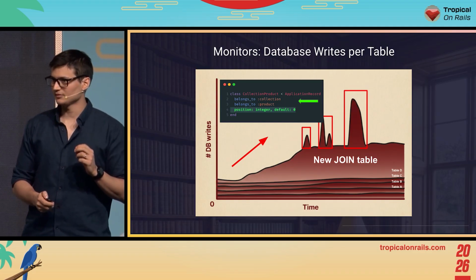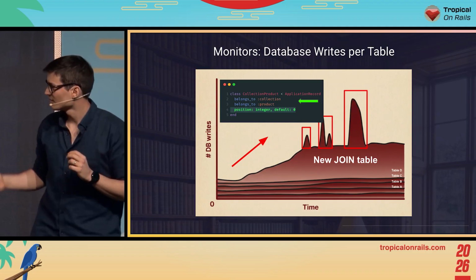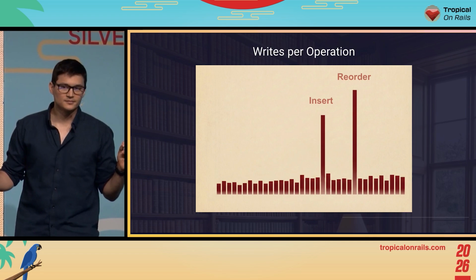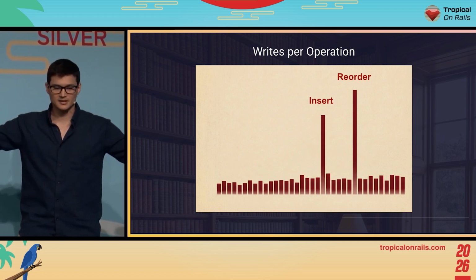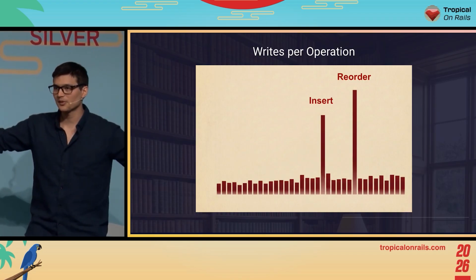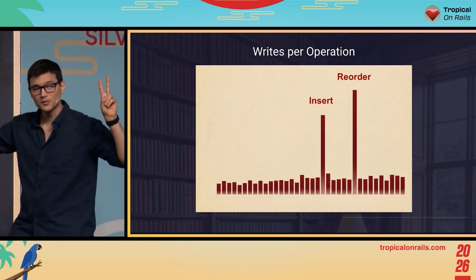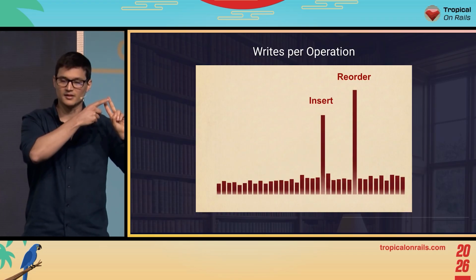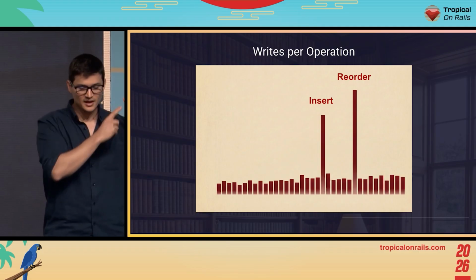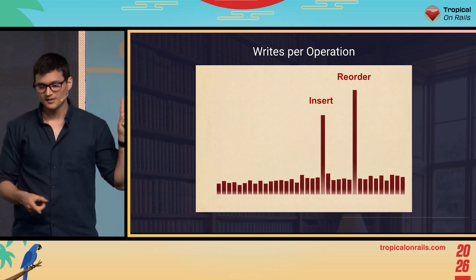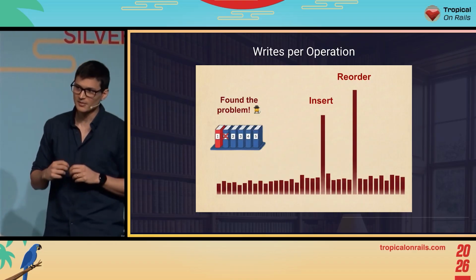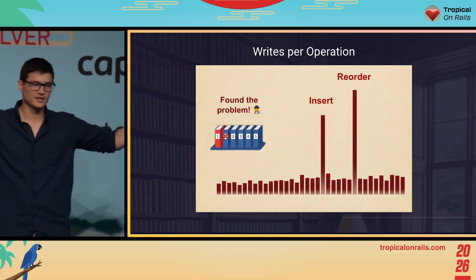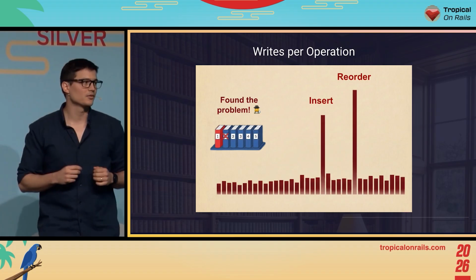But which operation? Who is writing to this table? So let's look at the logs again. Let's break it down by all the operations that write to this particular table. And to our surprise, there are two operations that write the most: insert and reorder. And we have seen this before. This is the exact same problem as the books. Remember, have a very long list, insert at the beginning, relabeling all the books to the end.